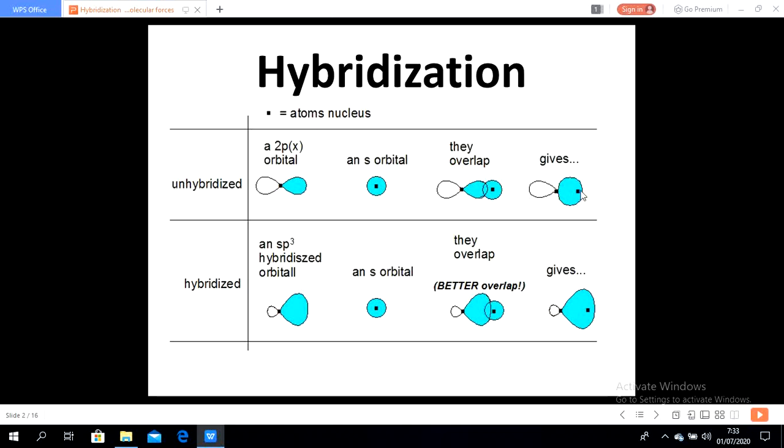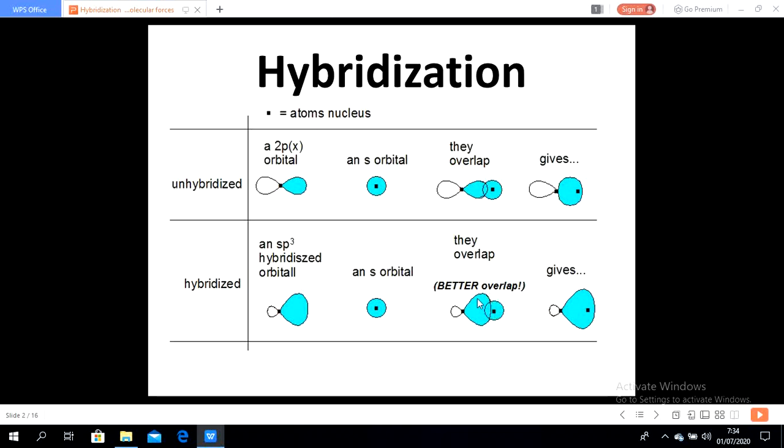And then that gives the shape like this, almost the same, which is not what we want, and also not how they behave. And then this one, when hybridized, is an sp3 hybridized orbital. So the px is ready to make the overlap with an s orbital, and then the s orbital makes an overlap. This is a better overlap.